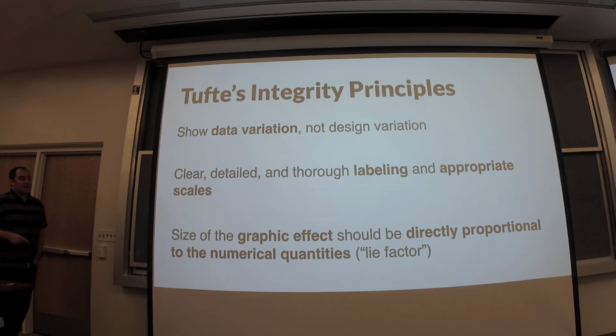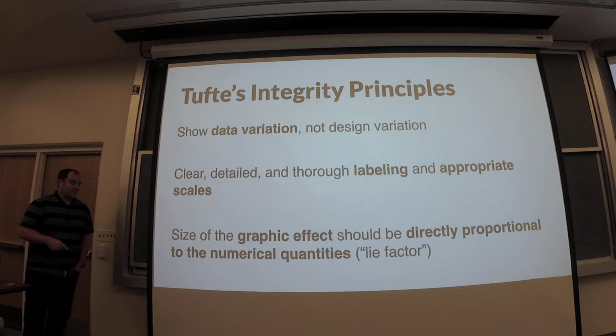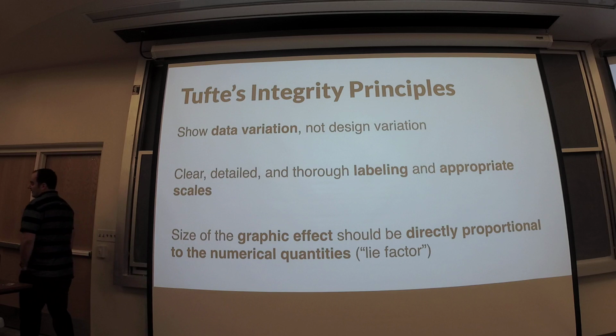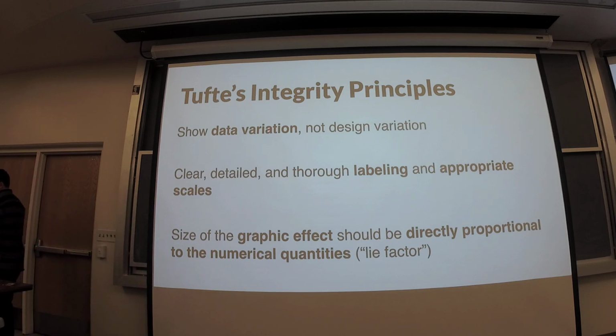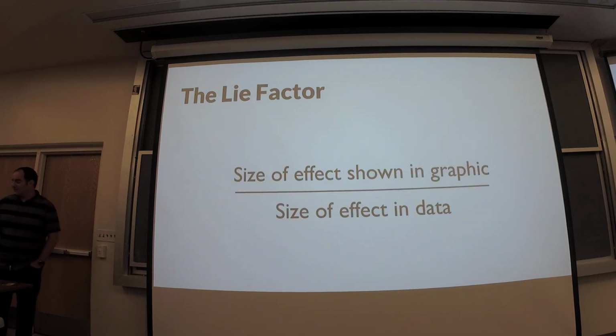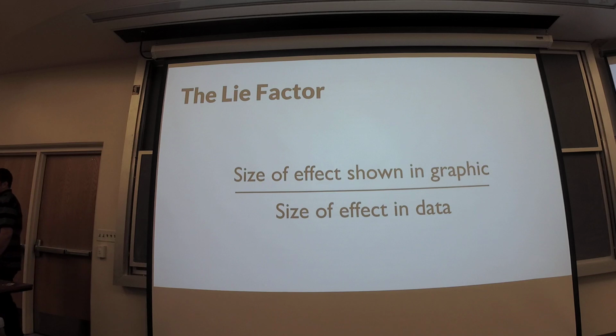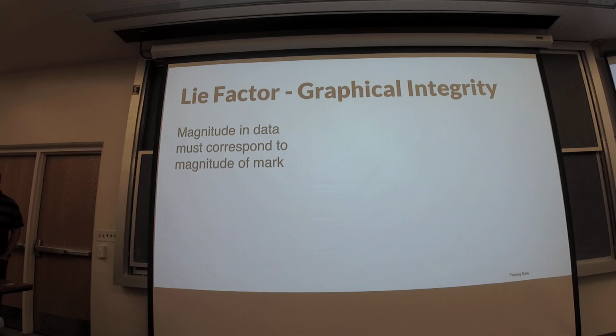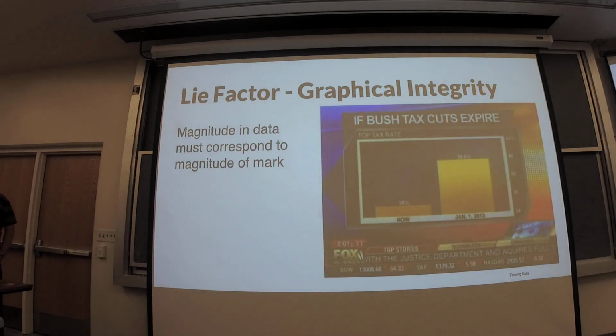And then the size of the graphic effect should be directly proportional to the numerical quantities. And if that isn't true, he came up with the term lie factor, so that we can calculate how much a chart actually lies. The lie factor is the size of the effect shown in the graphic divided by the size of the effect in the data. So what does this actually mean? Let me give you an example. The principle is the magnitude of the data must correspond to the magnitude of the mark.